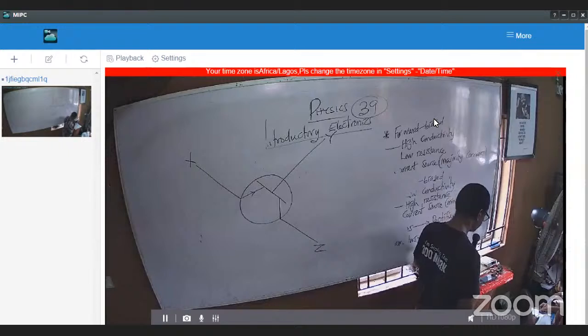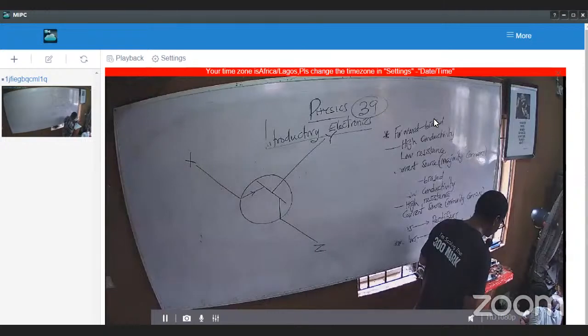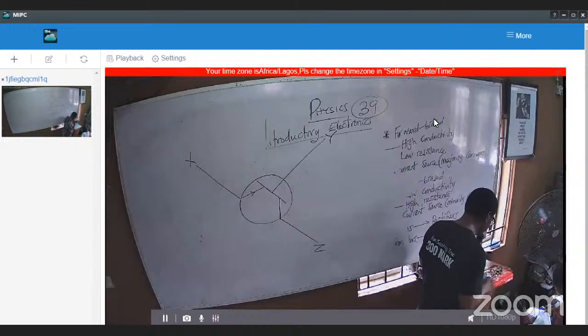Number 5. A device which converts DC power to AC power is: option A, oscilloscope.